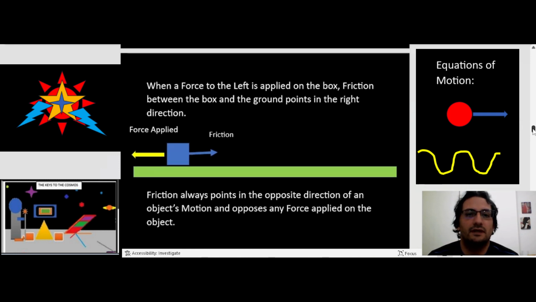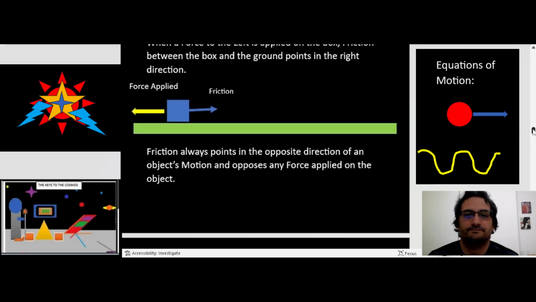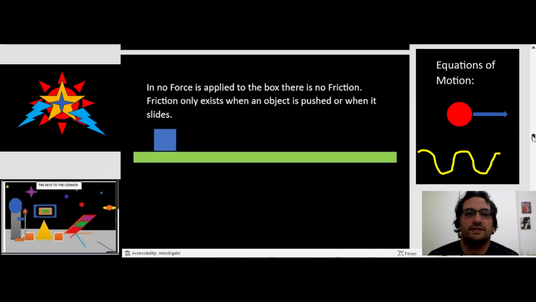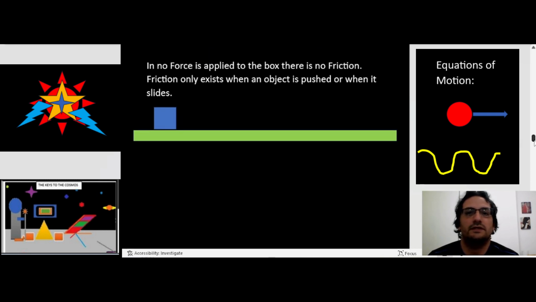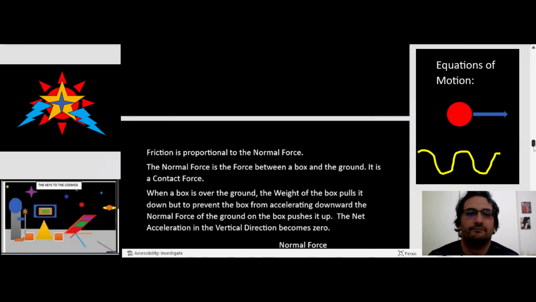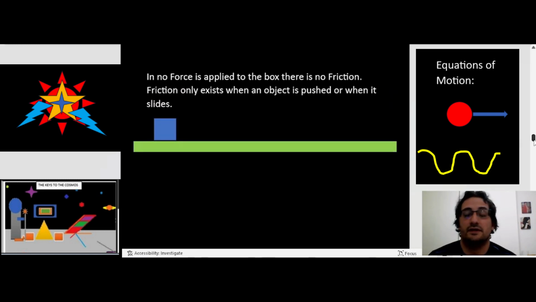When a force to the left is applied on the box, friction between the box and the ground points in the right direction. Friction, once again, always points in the opposite direction of an object's motion and opposes any force applied on the object. If no force is applied to the box, there is no friction. Friction only exists when an object is pushed or when it slides. So if a box is just there, stationary, and it's not on an inclined plane or something like that, then there's no friction.